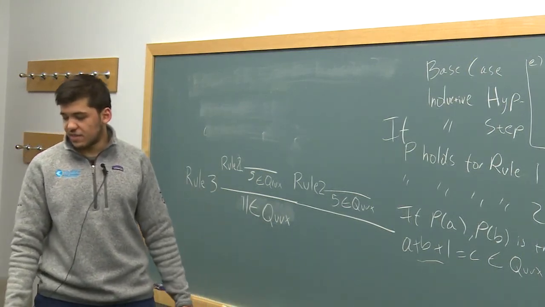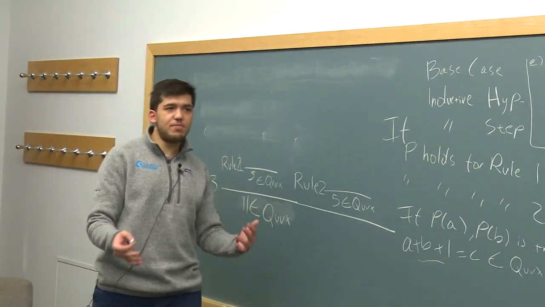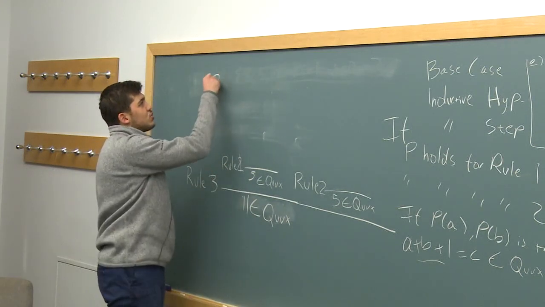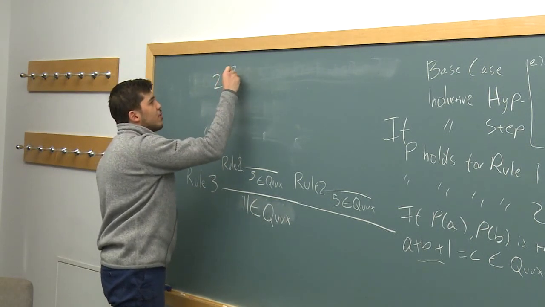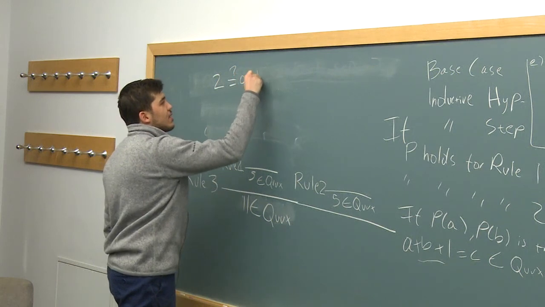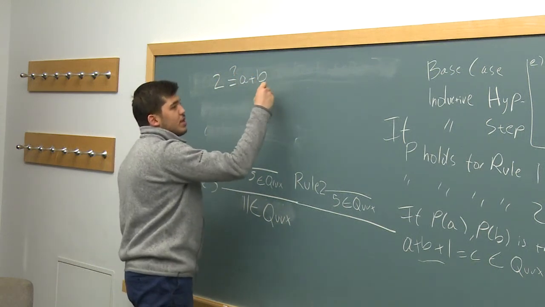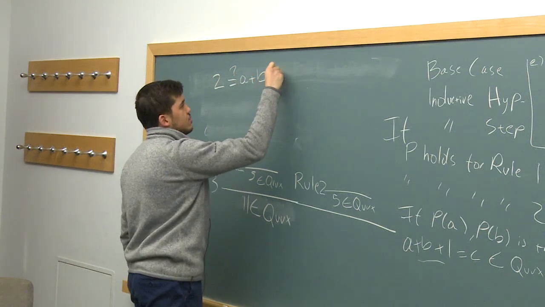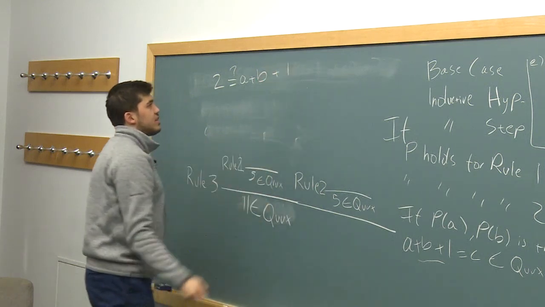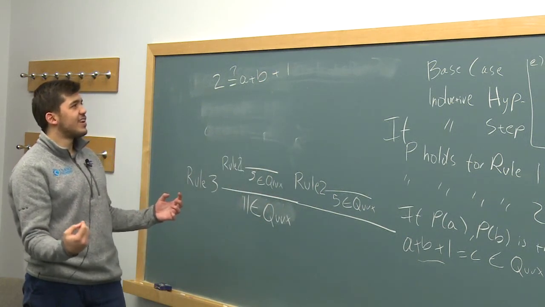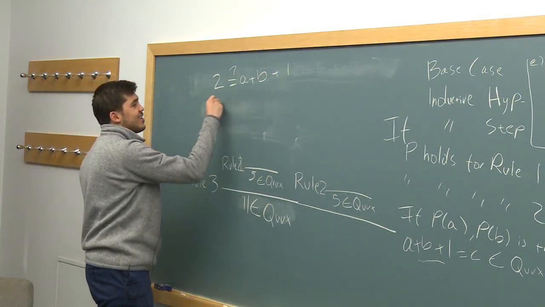The question is asking us if 2 is in the set Qs. Is there any possible way that we can get 2 from A and B where they're both in the set Qs? Represent an equation like this. Is there any possible way that you guys can think of?